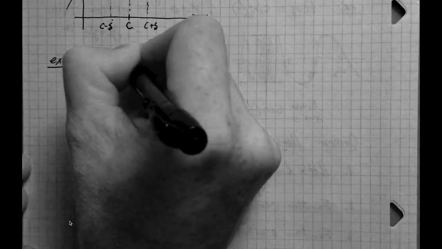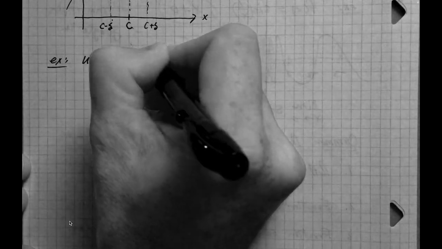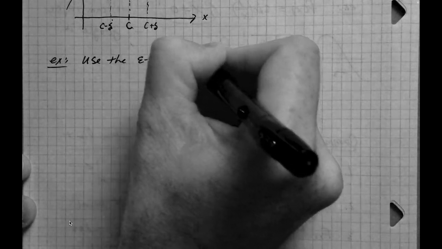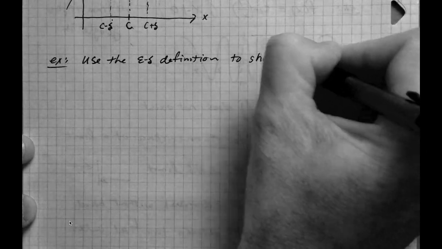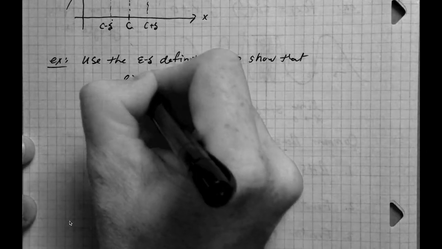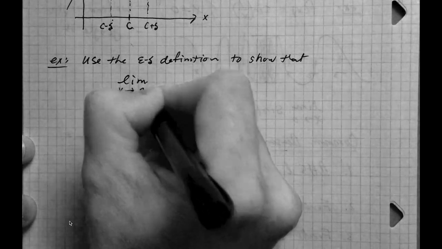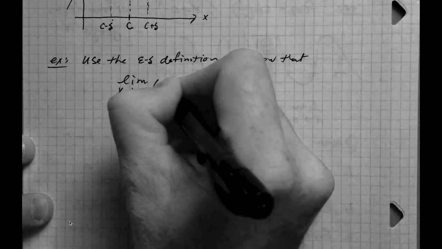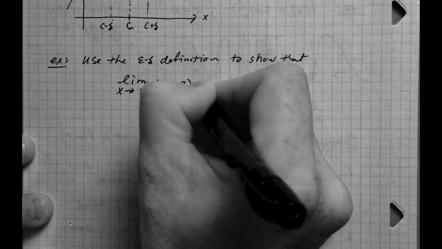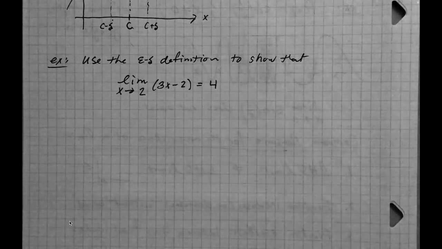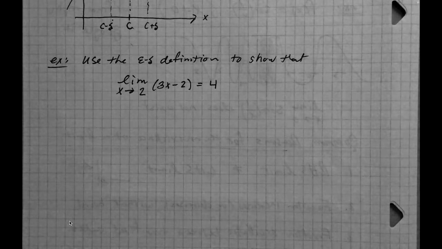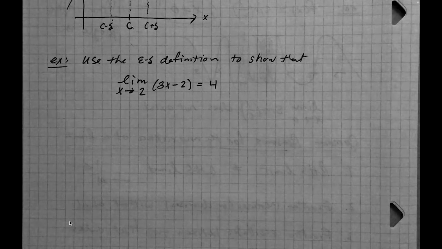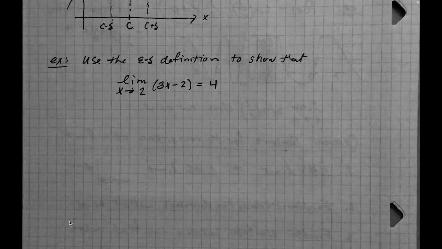We want to use the epsilon-delta definition to show that the limit as x approaches 2 of 3x minus 2 is 4. Okay, so a pretty simple function here. This is a linear function. It's basically a line with a slope of 3, cutting through negative 2 as a y-intercept, right?